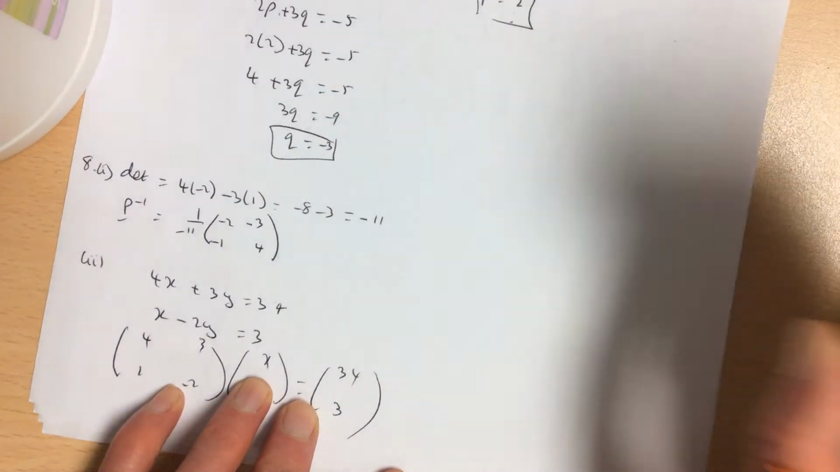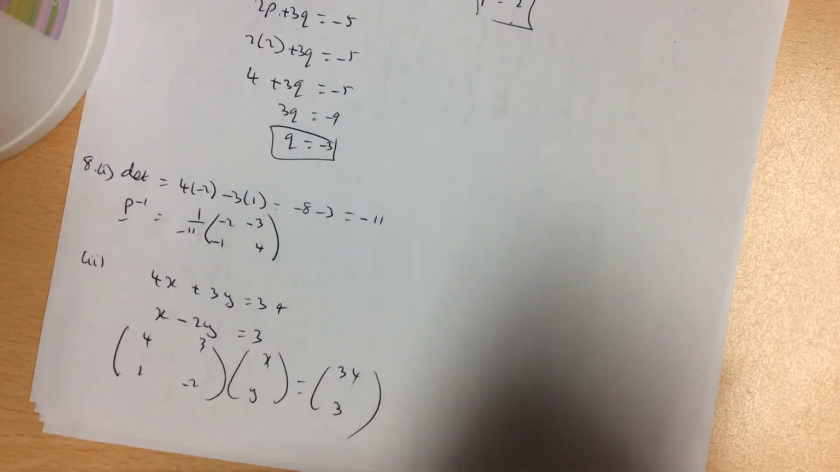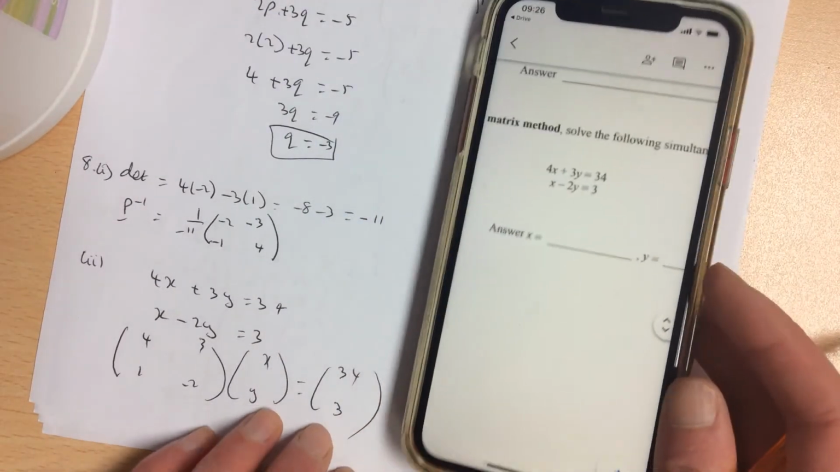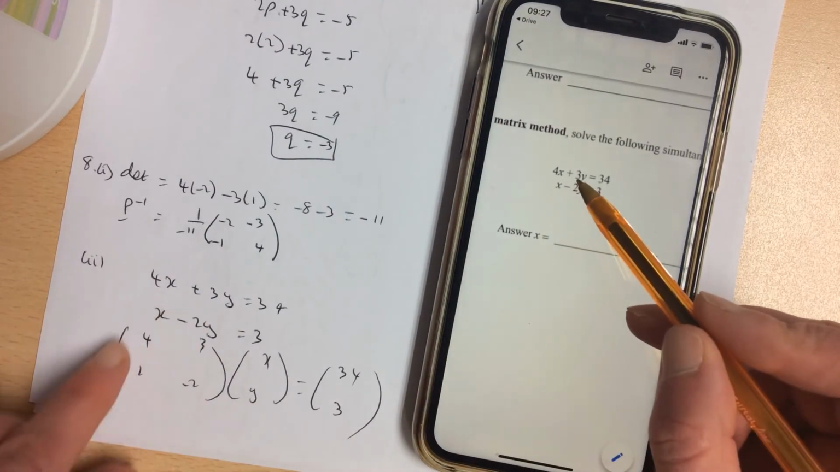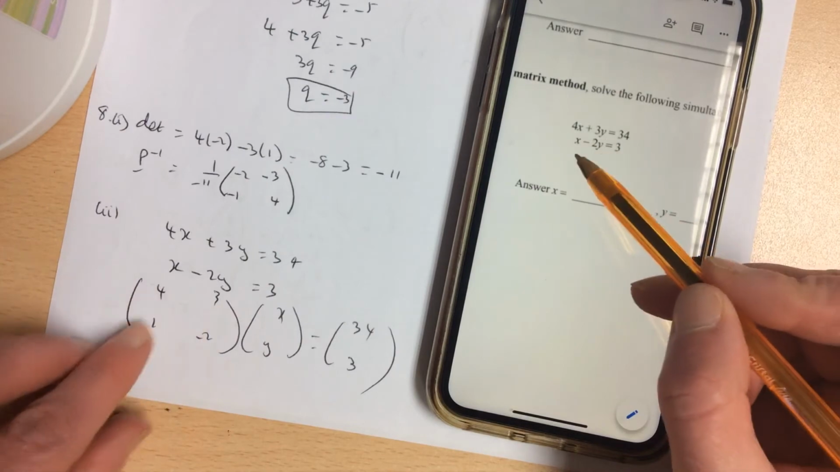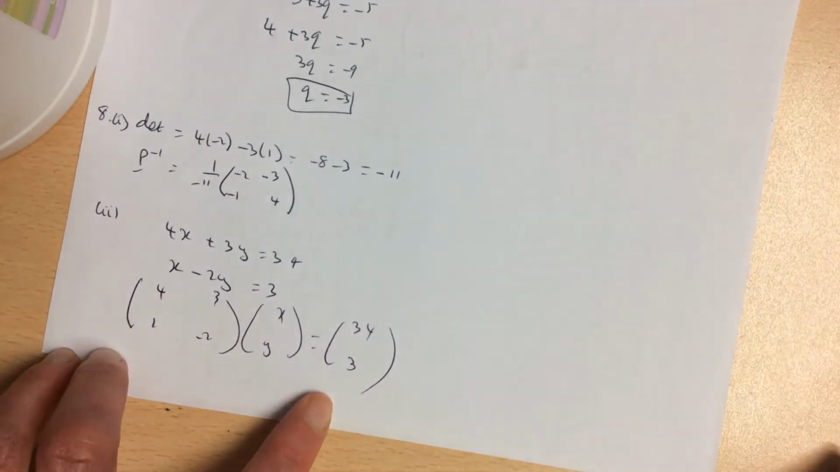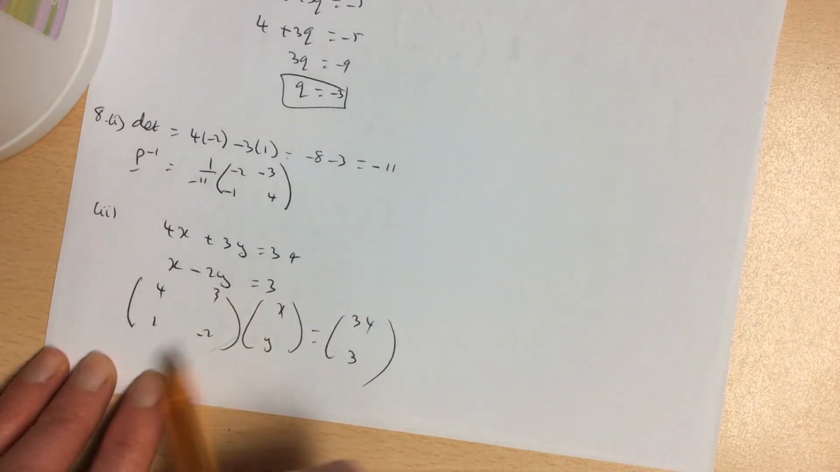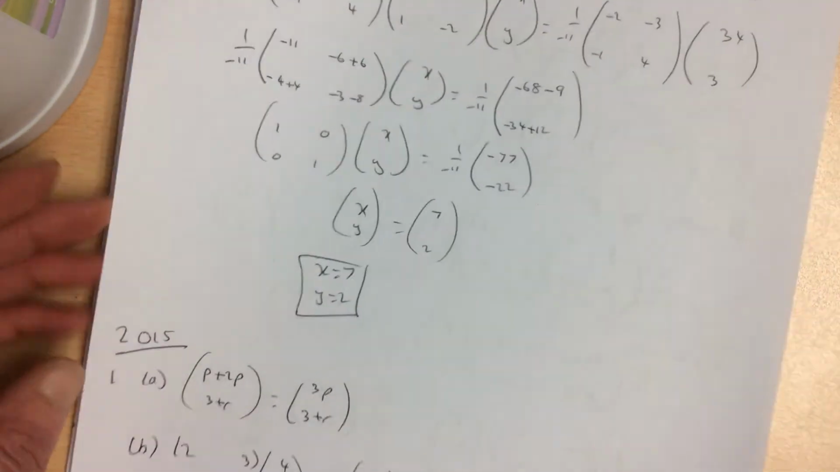Now it says hence. So you're going to use your previous answer there to solve these simultaneous equations. Now I mentioned this at the very beginning. You must write it out in its proper form. So it's 4, 3, 1, minus 2, x, y, 34 and 3. Always write it out like that. I want rid of this one because it's multiplying. When I bring it over, it wants to divide, which you can't do.